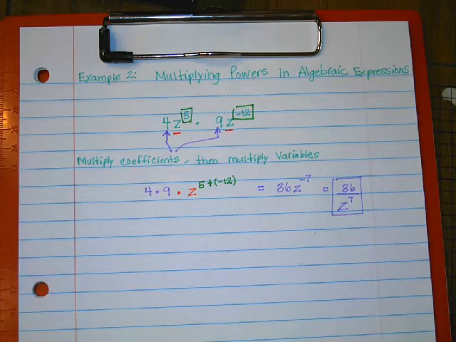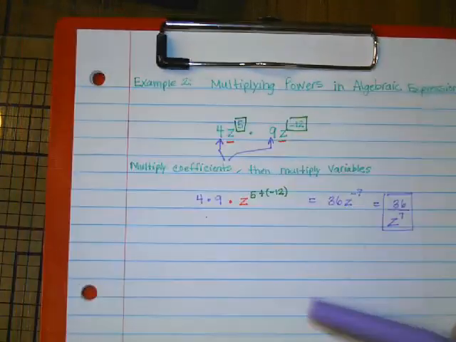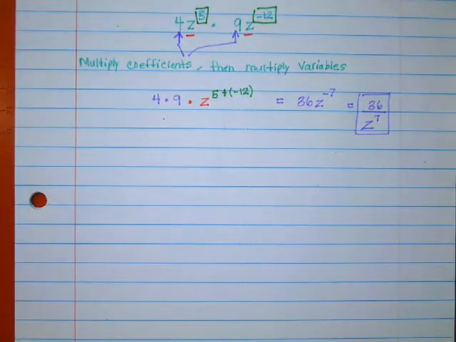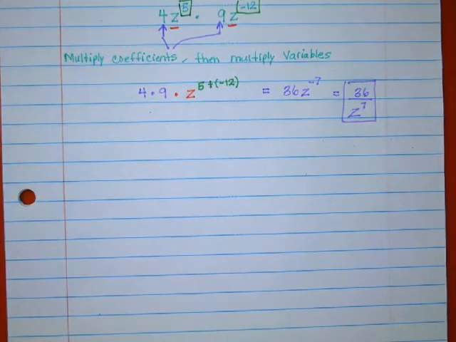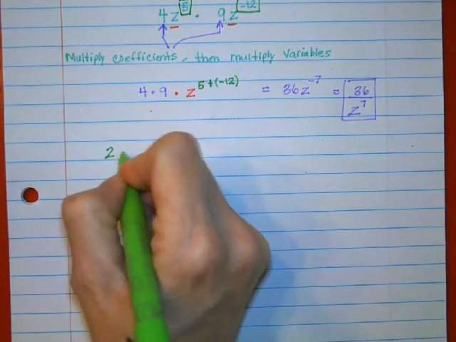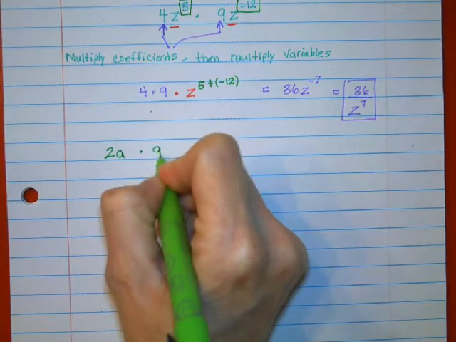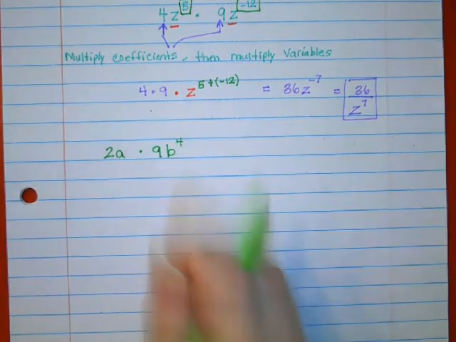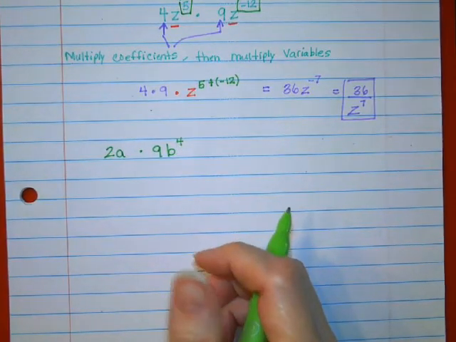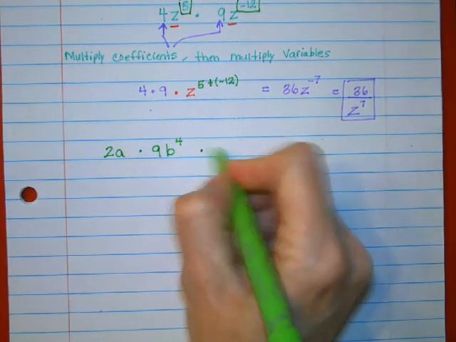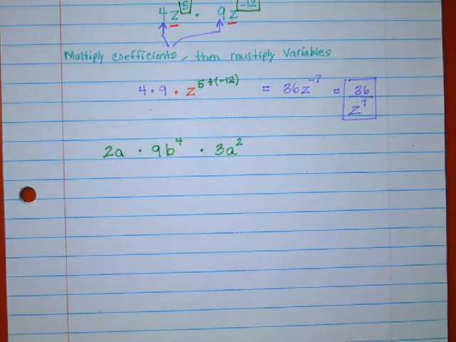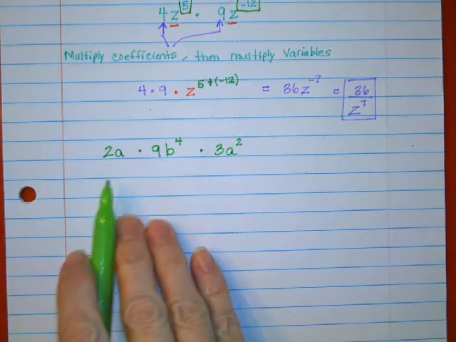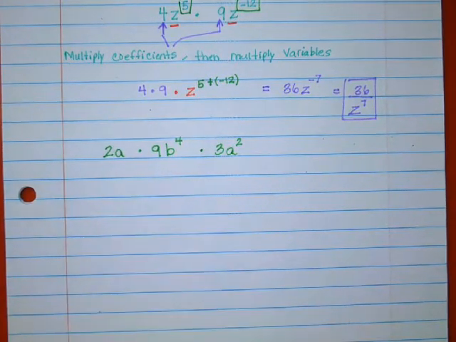All right. We're going to try another one. So bring this up a little bit. Hang on. All right, we're going to try another. We're going to do 2a times 9b to the 4th times 3a squared.